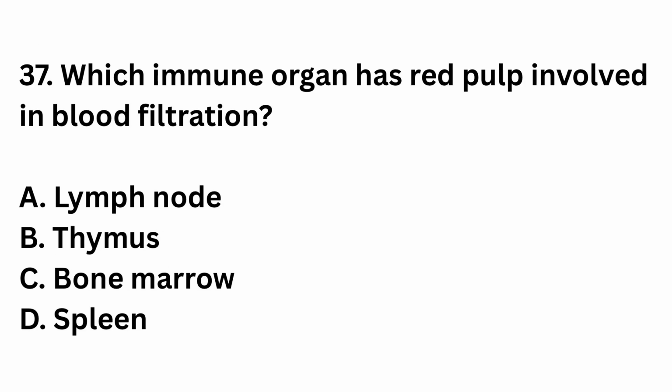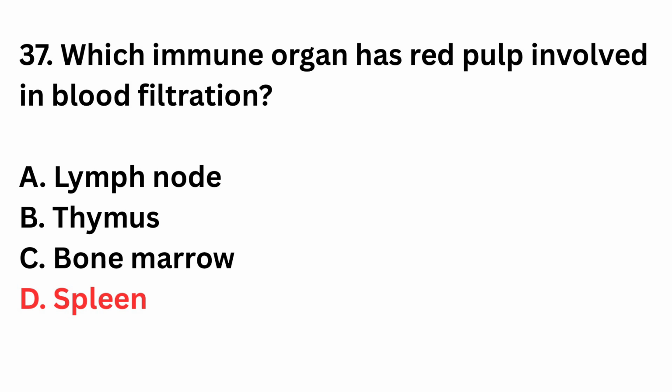Question number 37. Which immune organ has red pulp involved in blood filtration? Lymph node, thymus, bone marrow, spleen. The right answer is option D, spleen. Red pulp removes old red blood cells. It also traps blood-borne microbes.